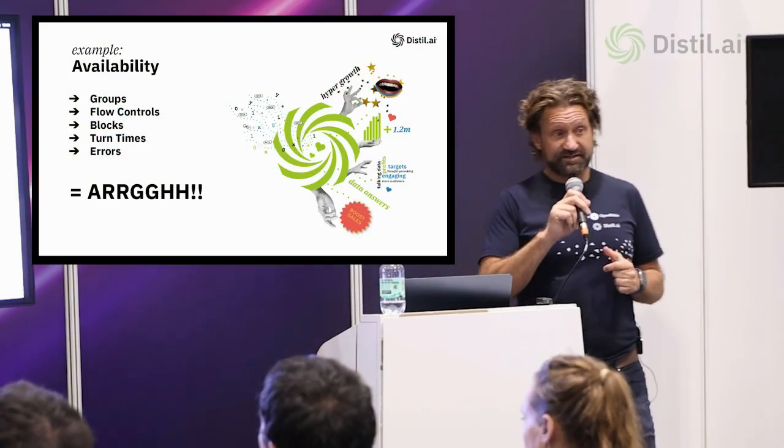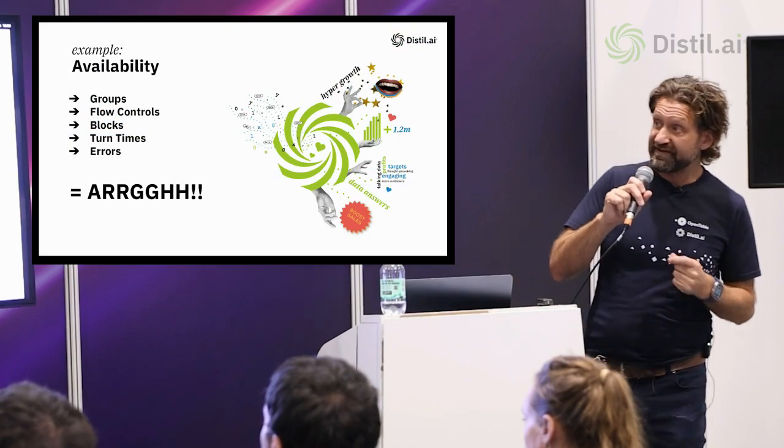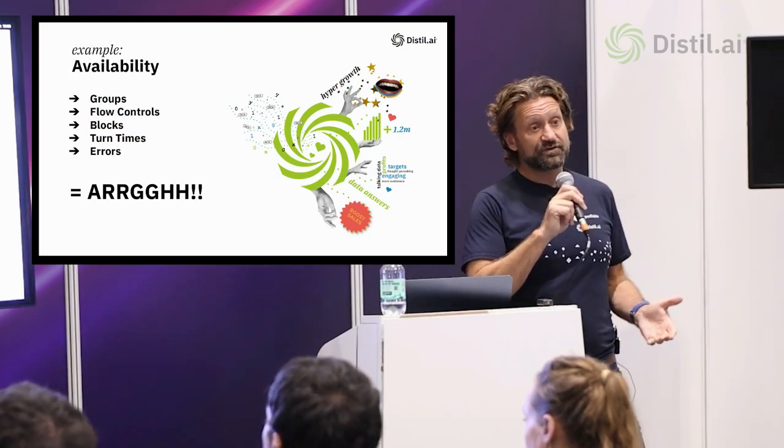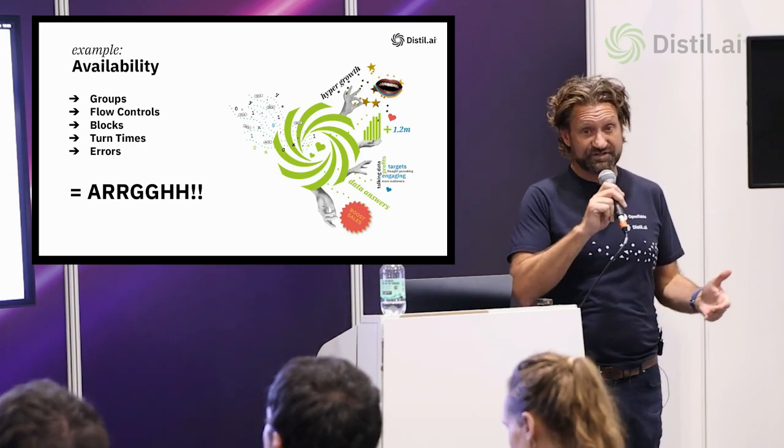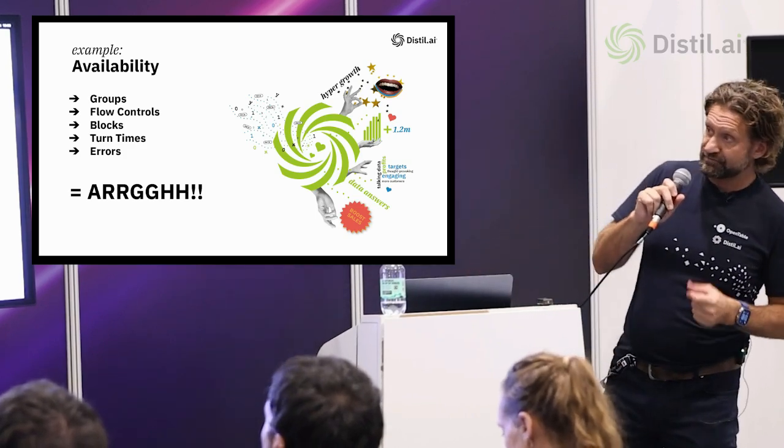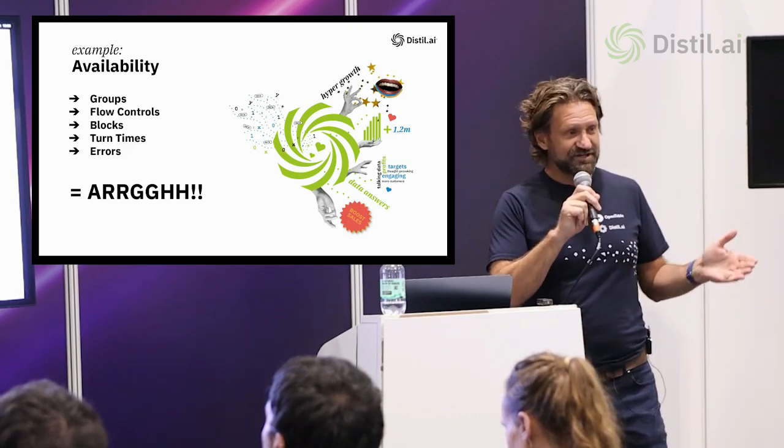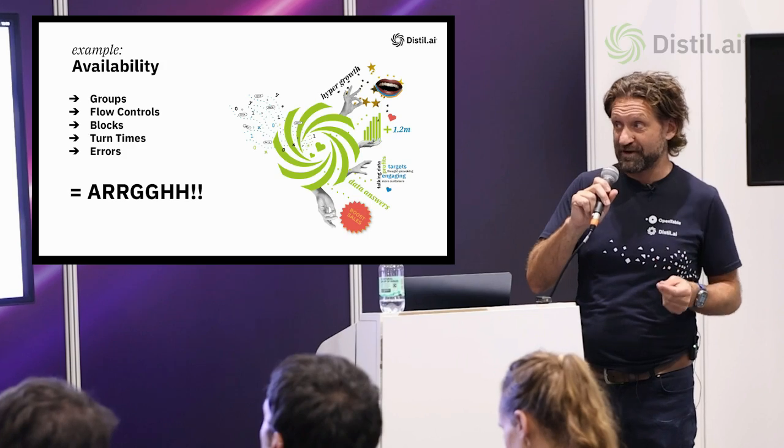So let's take another thing that AI can do to help. Availability. Can people make reservations? Can they get into your restaurant? Now, making restaurants available is super complicated.